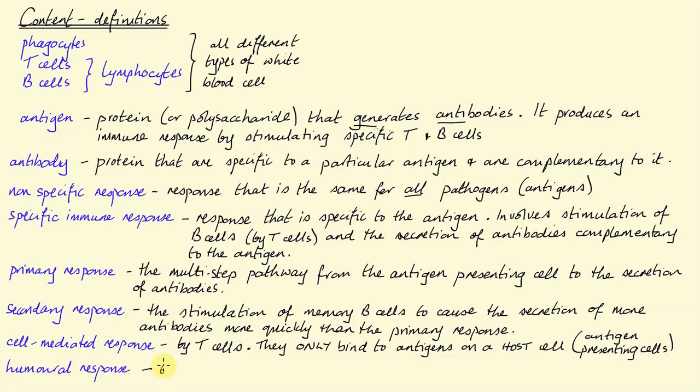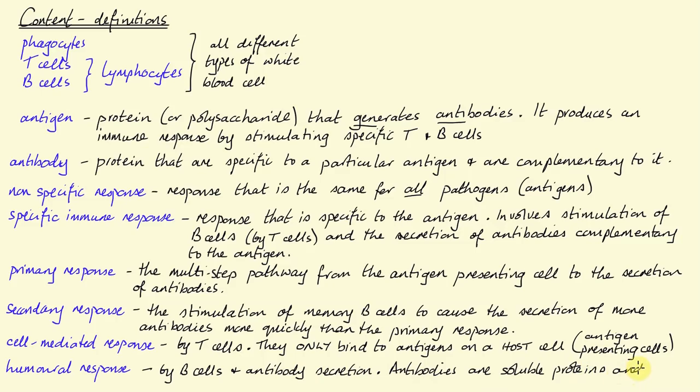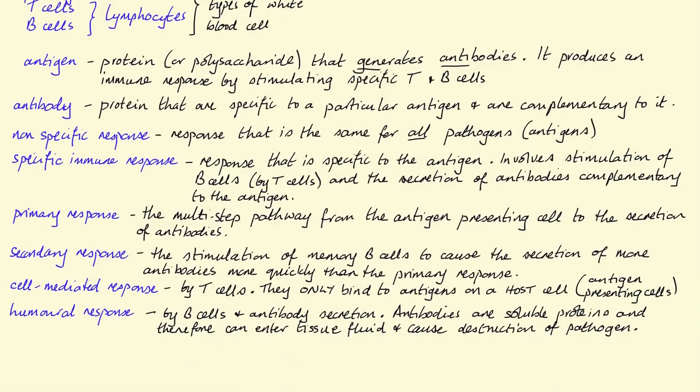And the humoral response is by B cells and antibody secretion. And again, it's important for you to understand that antibodies are soluble proteins. They dissolve in blood and in plasma, and therefore can get to every part of the body because, of course, tissue fluid bathes all the cells of our body, and they cause the destruction of the pathogen. So let's get on with this diagram.